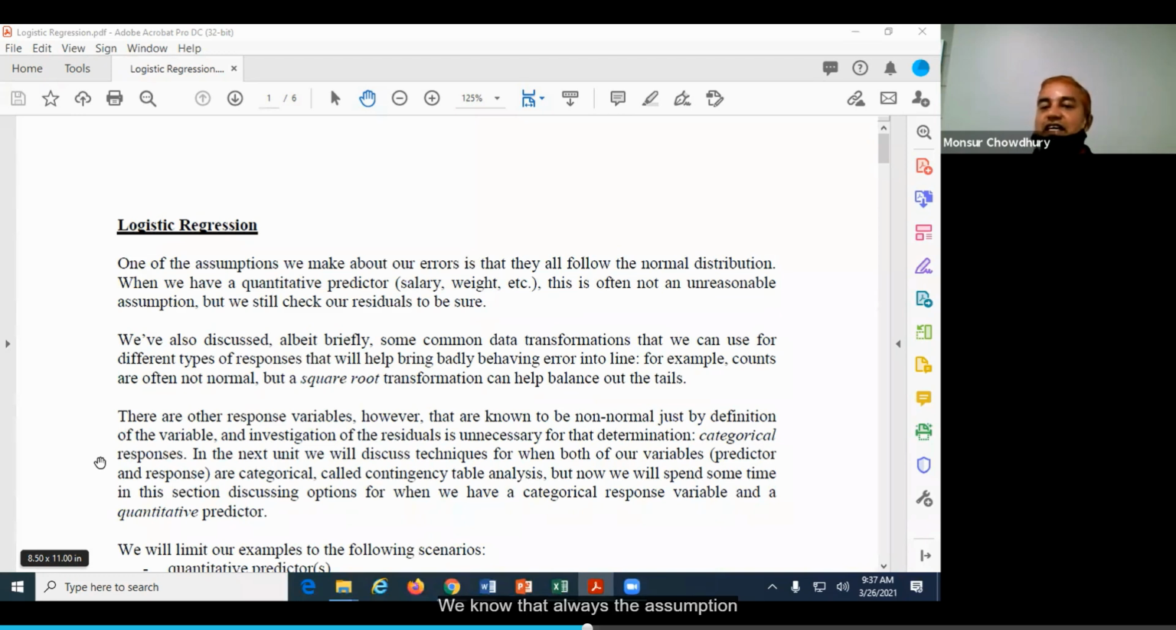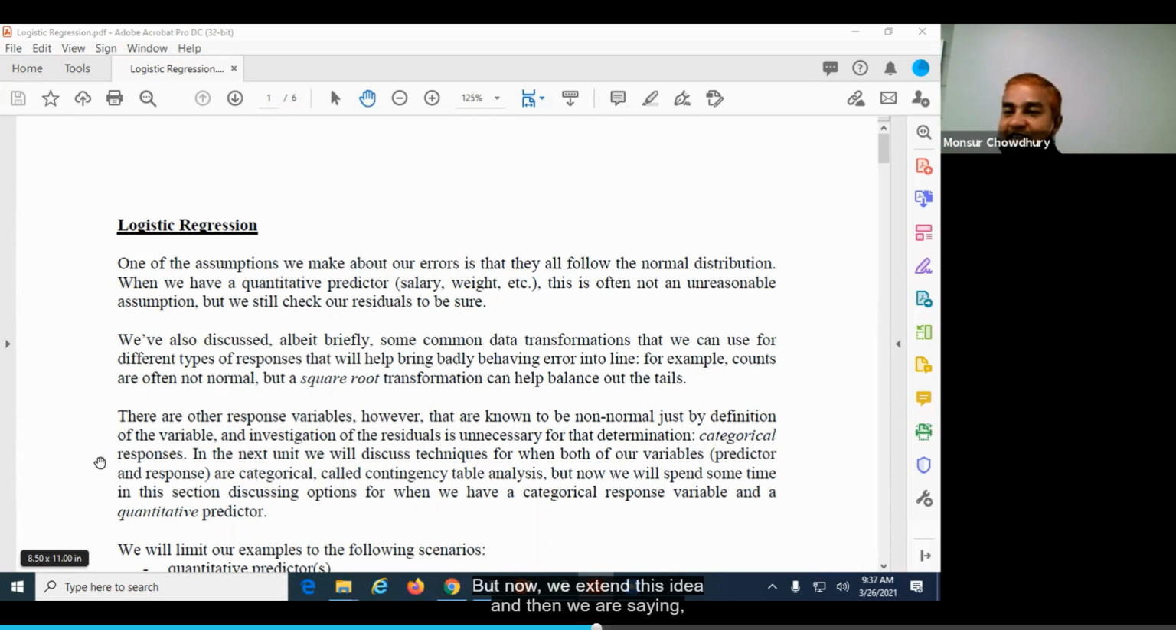And we know that always the assumption for the multiple regression models or the ANOVA or the ANCOVA, one of the assumptions is that the error term is normally distributed. Okay? So this is one of the assumptions. And all the response variables are quantitative.